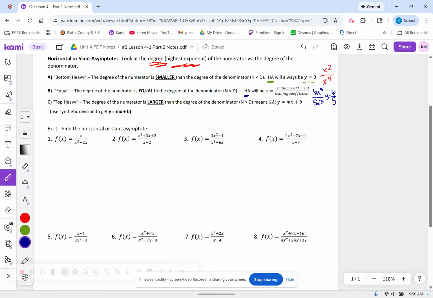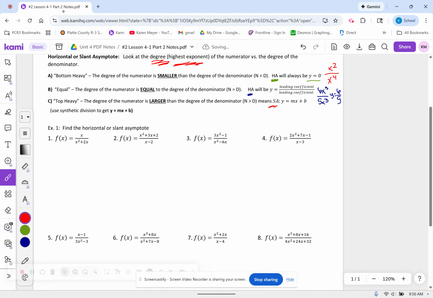So there are two ways you can come up with a horizontal asymptote. It's got to be bottom heavy or equal. The last one is the slant asymptote, and there's only one way you can come up with a slant, and that is if it is top heavy. Top heavy means that the numerator's degree is greater than the denominator's, and that's going to give you a slant.